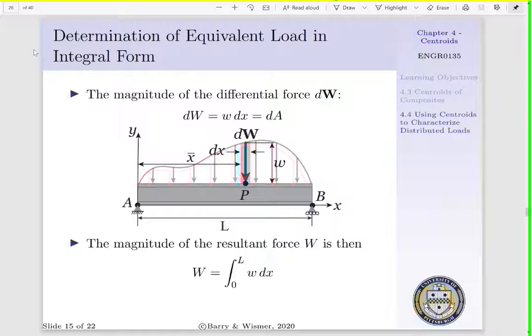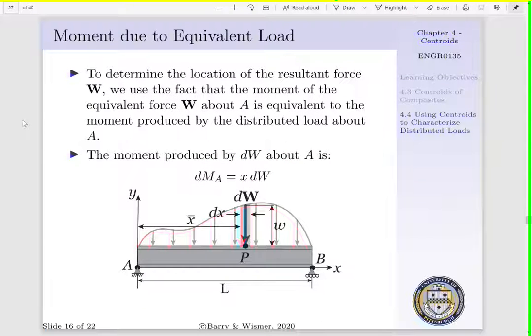Now, to determine the magnitude of our distributed load, let us consider a differential force dW. dW is going to be our instantaneous distributed load W times dx, the length it's acting over. And this would represent a differential area, dA, as indicated by the blue shaded region. Now, the magnitude of our resultant force that would characterize our distributed load as one equivalent point load would be equal to the integral from 0 to L of W dx.